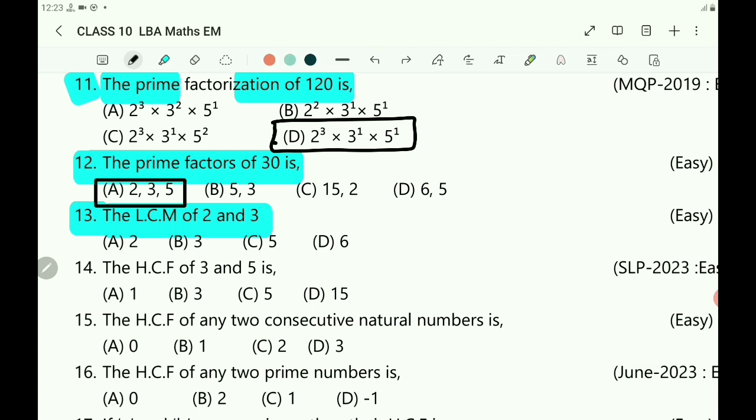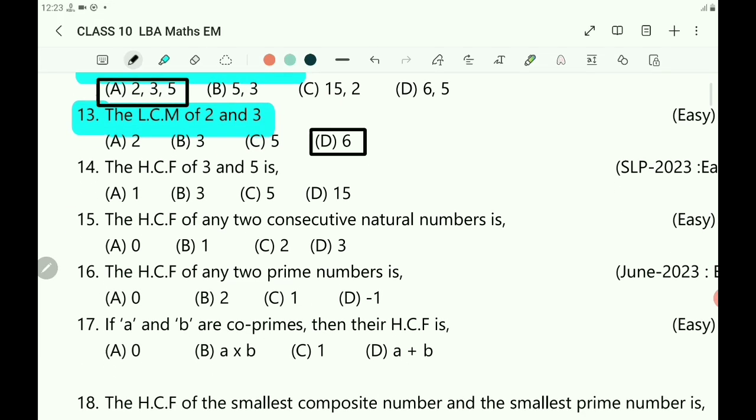Here, which are the 4 options? Option A, 2 is there, it is not an answer. Option B, it is not an answer. Option C, it is also not an answer. So option D is the answer, as the LCM of 2 and 3 is 6. LCM of 2 and 3 is 6. Next you take the 14th question. The HCF of 3 and 5. You know that 3 and 5 are prime numbers, as they have no common factors other than 1.